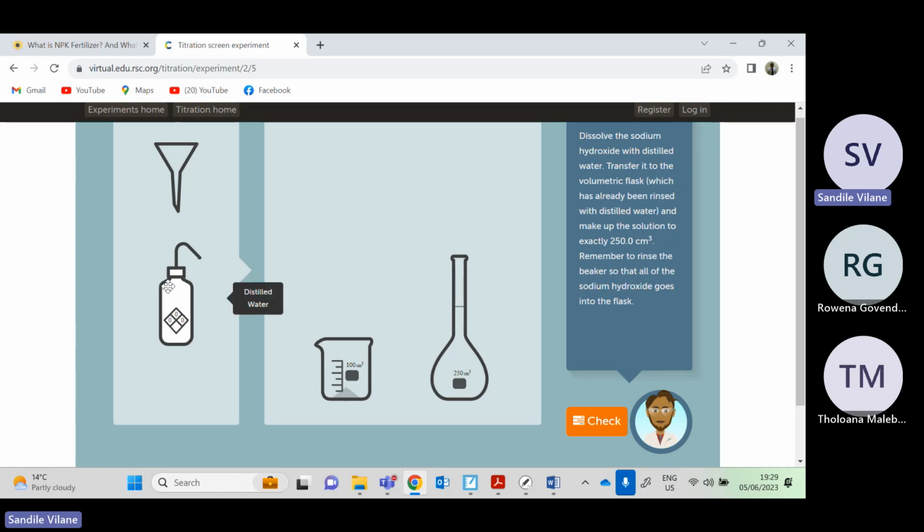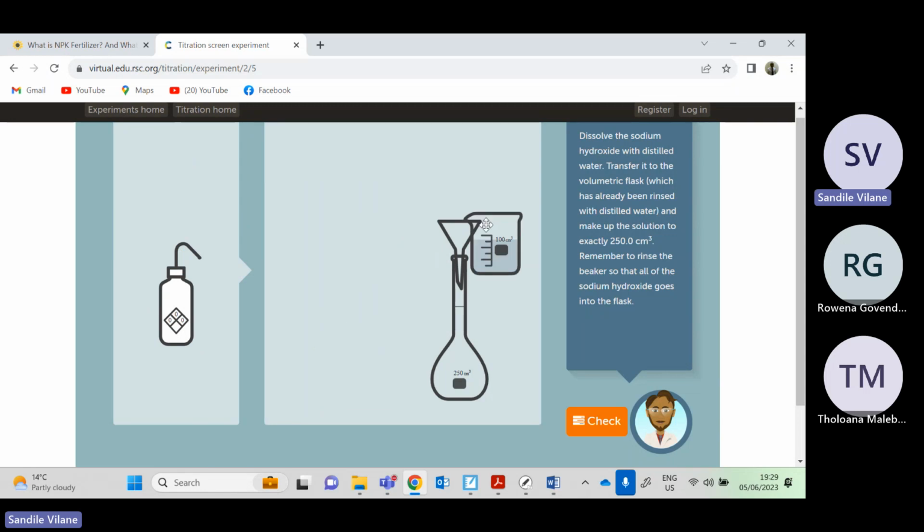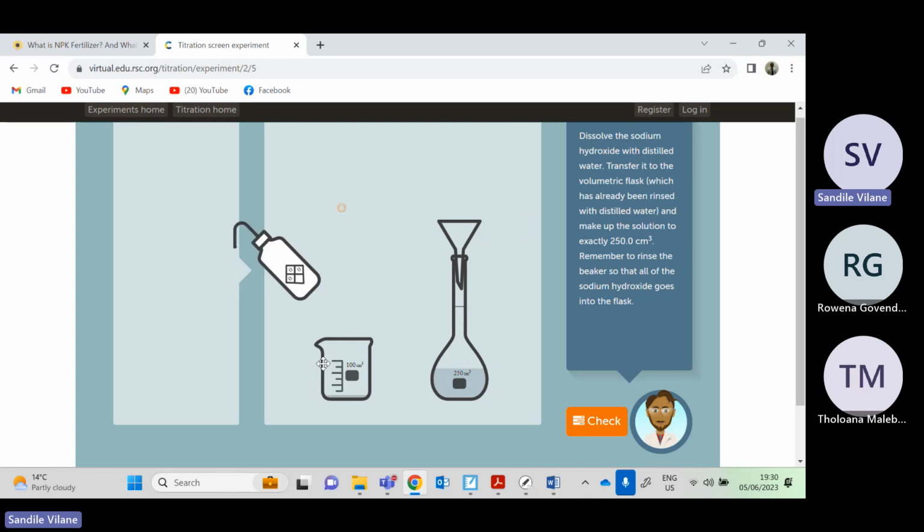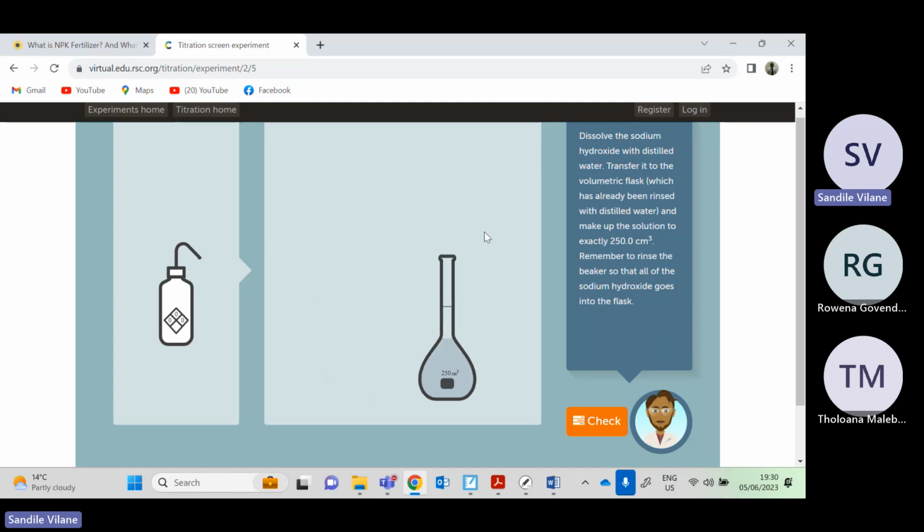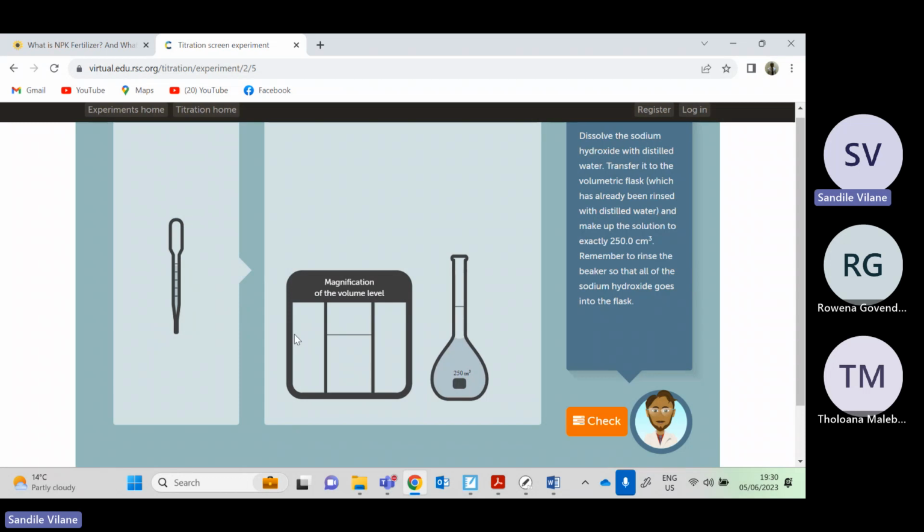So let us add the water here. We're first going to dissolve this. Now we have dissolved that. And then after having dissolved this in 100 cubic centimeters, we are transferring the amount into the volumetric flask. But we must remember to rinse the beaker with water. So we are rinsing our beaker, and then now we are transferring that. Once we have done that, look at this, we need to fill it to this mark so that it is exactly 250.